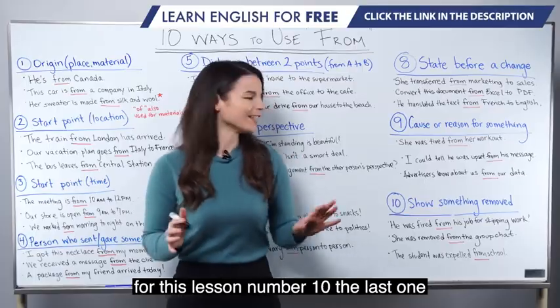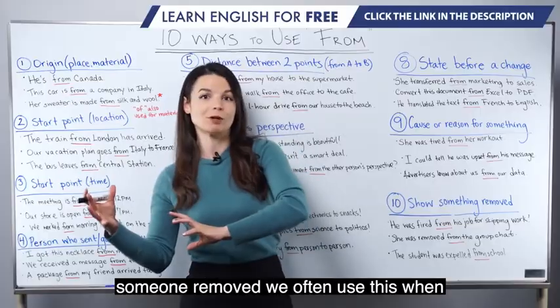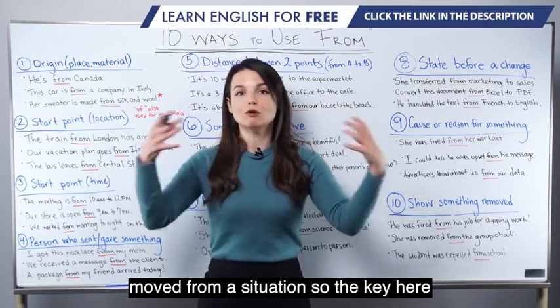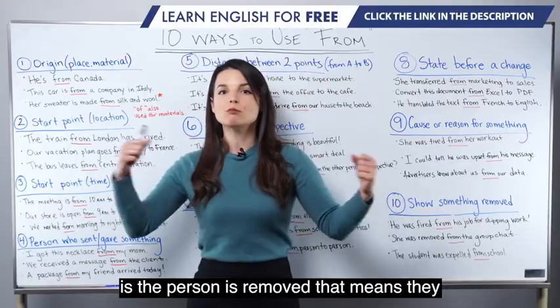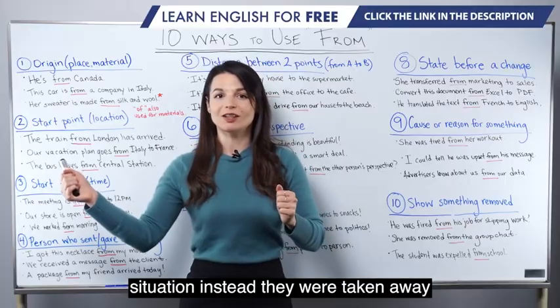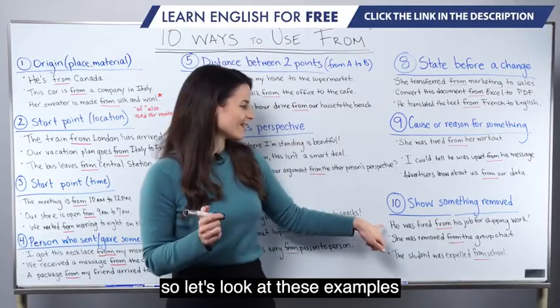Number 10, the last one is to show something removed, or to show someone removed. We often use this when we're talking about people removed from a situation. So the key here is the person is removed. That means they did not choose to go out of the situation. Instead, they were taken away. So let's look at these examples.